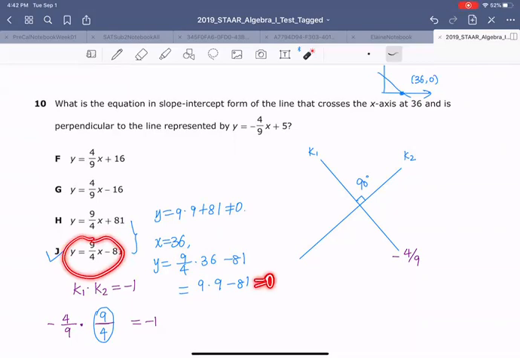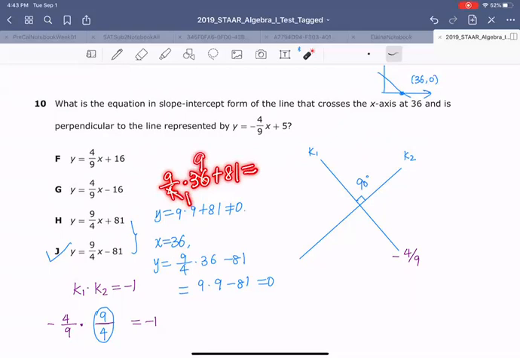Does this pass 36, 0? That makes sense? If you do this one, this is 81 plus 81. 9/4 times 36 plus 81. This equals, this is 1, this is 9. That's 81 plus 81. How come this equals 0? Not possible, right?